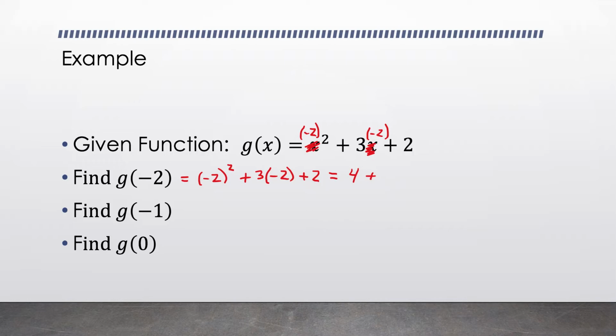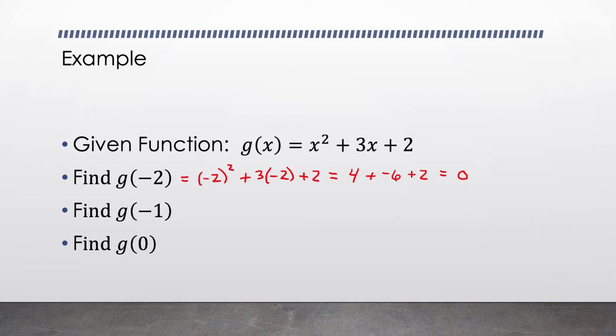I'm going to go ahead and do my multiplication next. So 3 times negative 2 is going to give me negative 6. And then finally, we'll do the addition and subtraction. So 4 plus negative 6 plus 2 is going to give me 0. And use your calculator as much as you need to evaluate these functions. All right, let's move on to the next one.